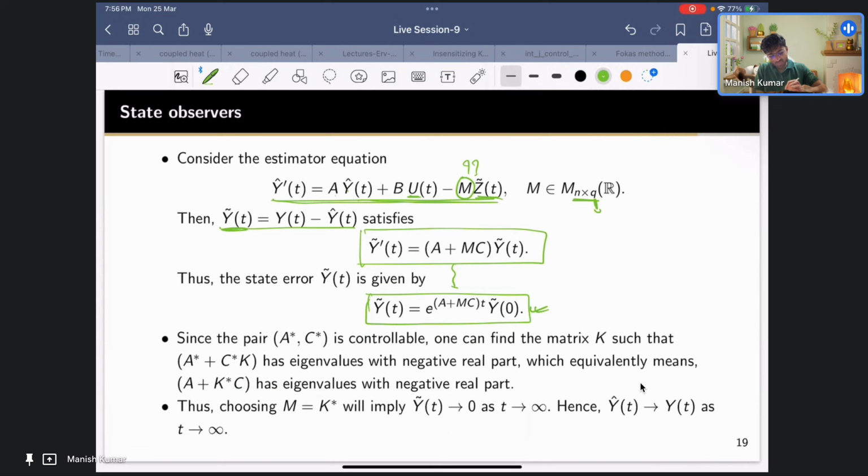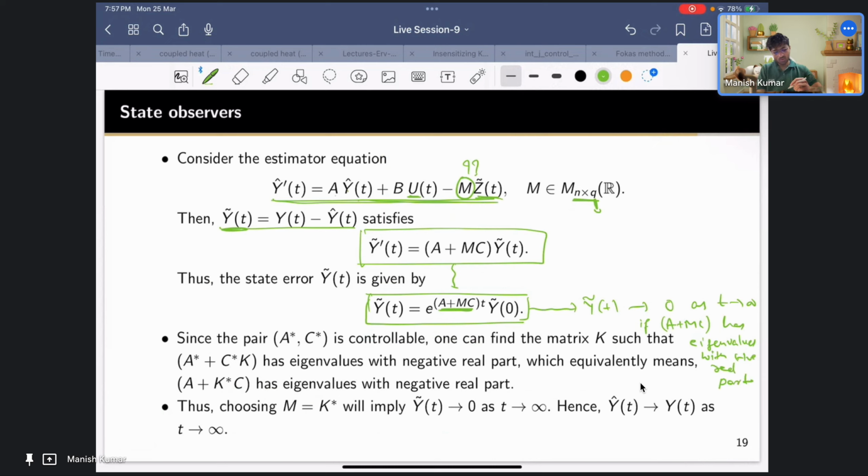Now the whole theory, you just focus on this equation and its solution. See this, if A plus MC is stable, then you can clearly see that y tilde(t) goes to 0 as t goes to infinity, if A plus MC is stable, that is, has eigenvalues with negative real part.